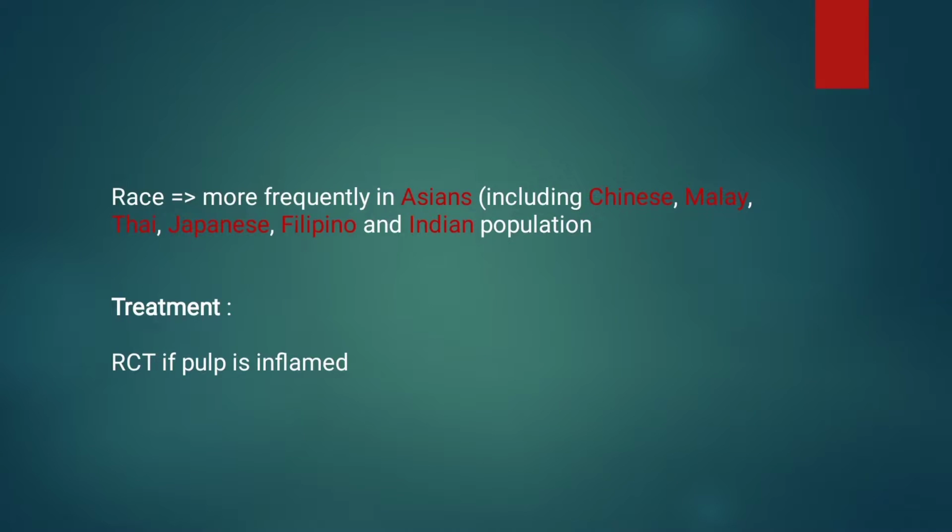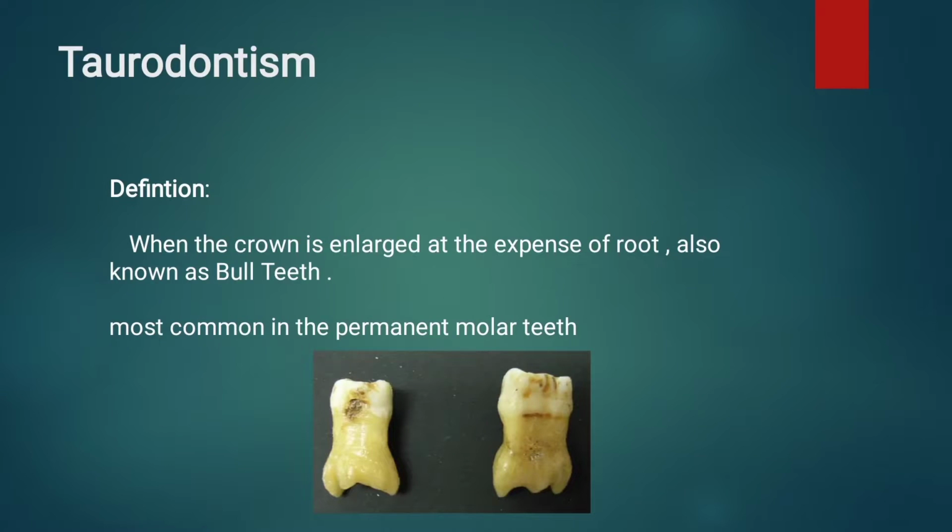Race: it is more frequent in Asian countries, including the Chinese, Malay, Thai, Japanese, Filipino, and Indian populations. And the treatment is, of course, RCT, which is the treatment of choice if the pulp is involved.